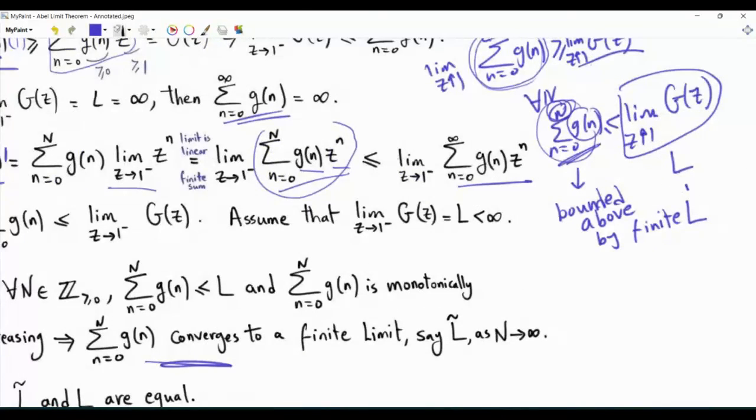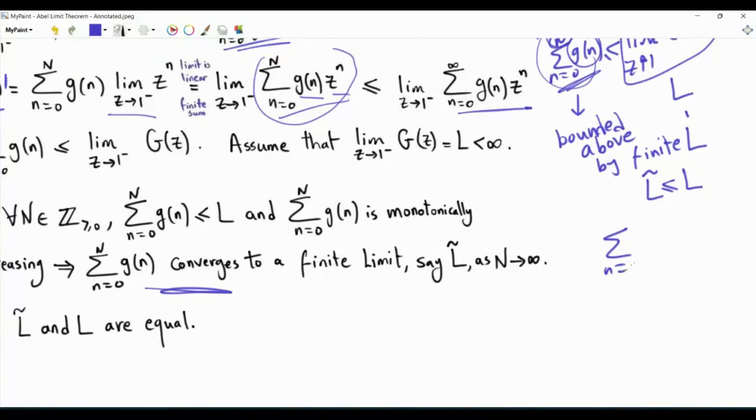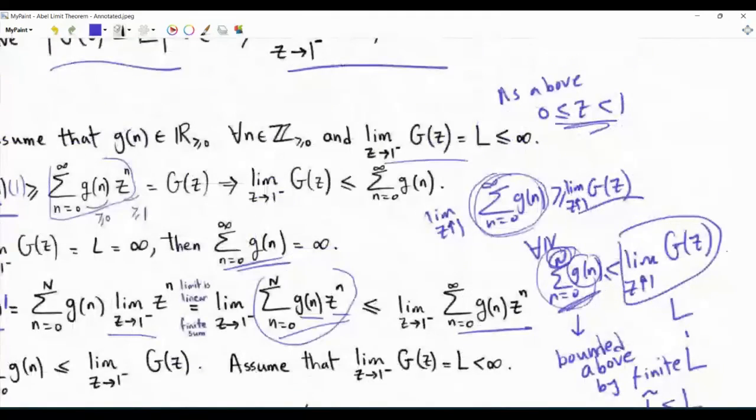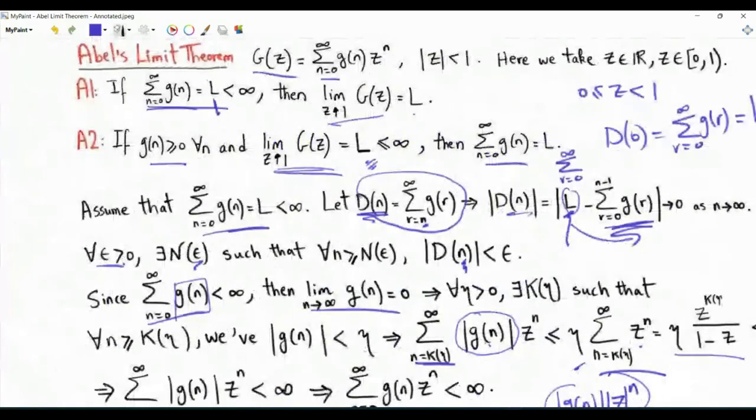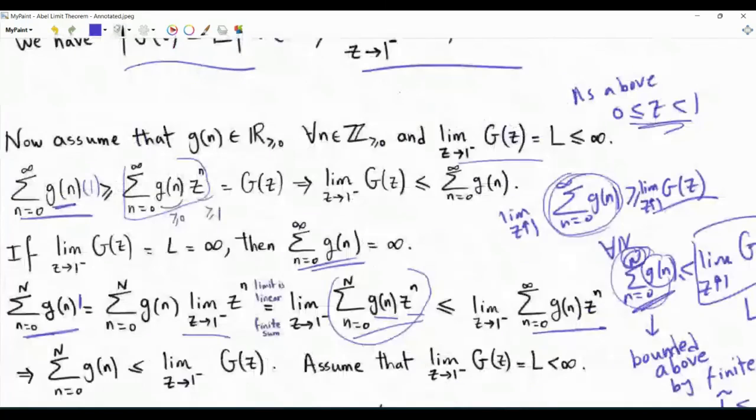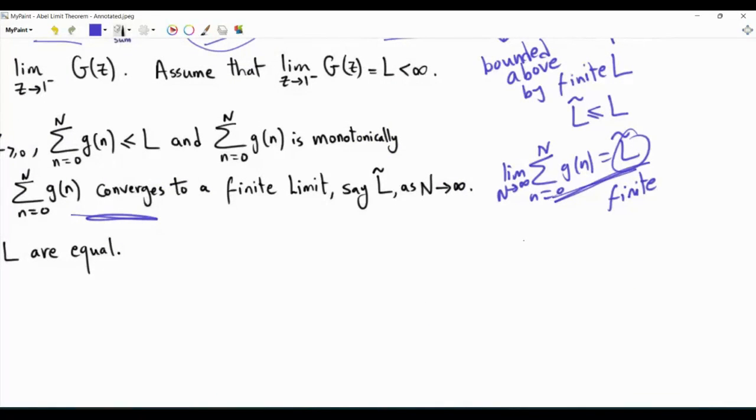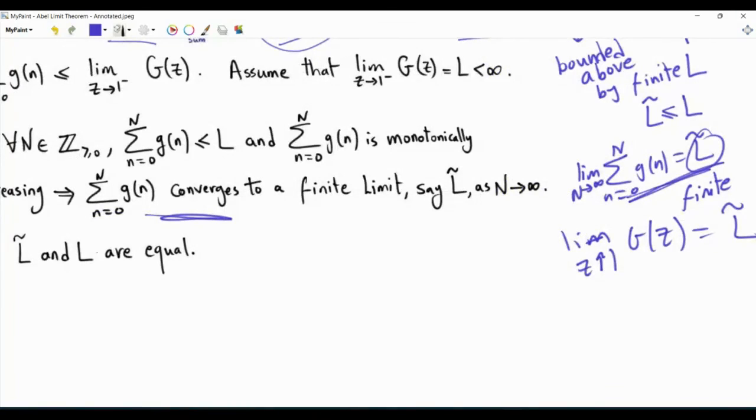Now the upper bound is equal to L, and so convergence will be to L tilde, and L tilde is less than or equal to L. So we cannot say that convergence will be to L. However, if summation n from 0 to n and then limit n tends to infinity, g of n is equal to L tilde, and L tilde is finite, then by the first part of Abel's limit theorem, which is this part, if this summation is equal to something that is finite, then the limit is equal to the same quantity. So if this statement is true, then limit of g of z is equal to L tilde. But we take it that the limit is equal to L, then L tilde is equal to L.